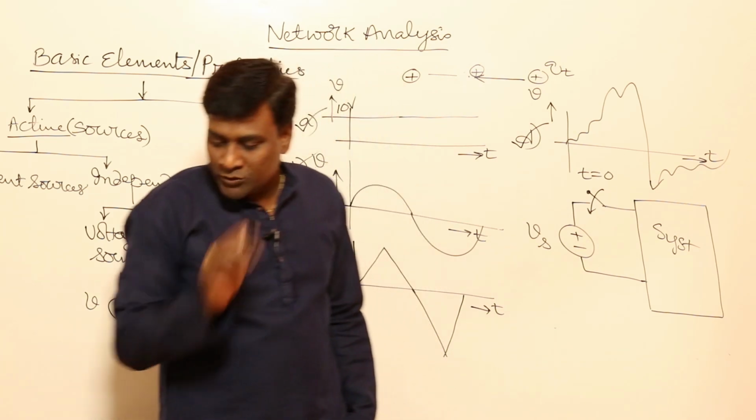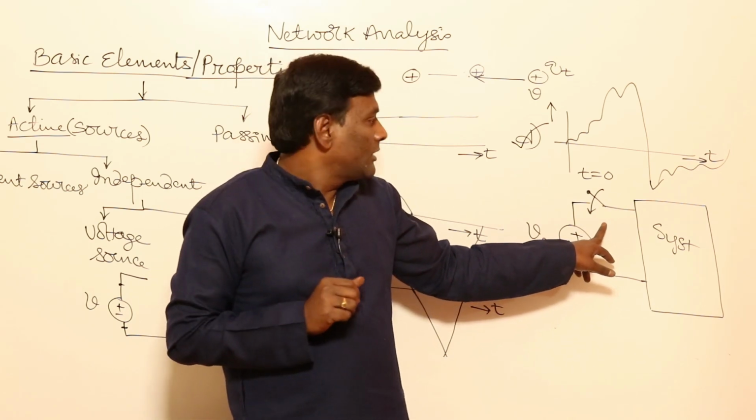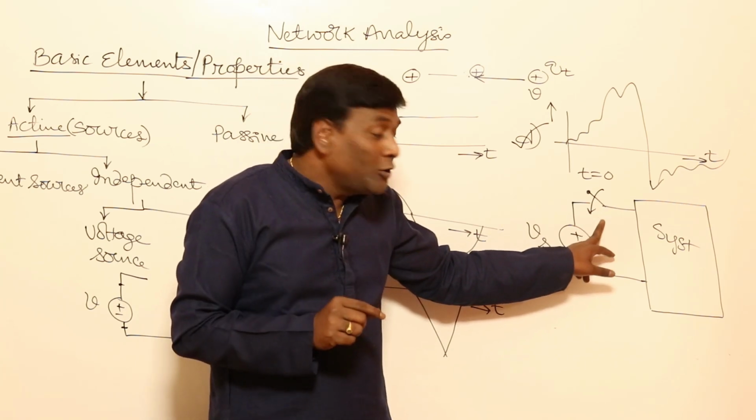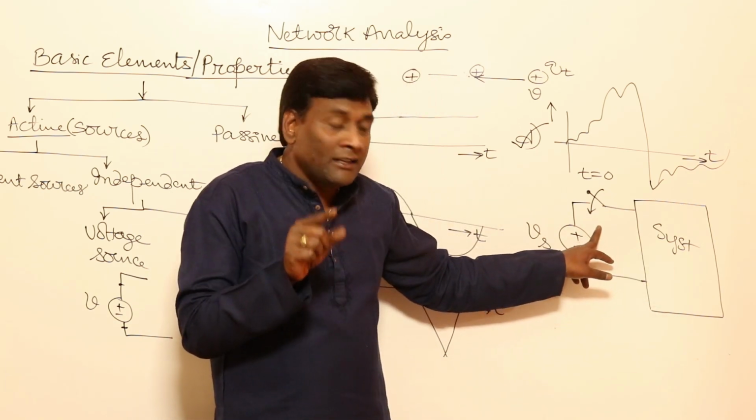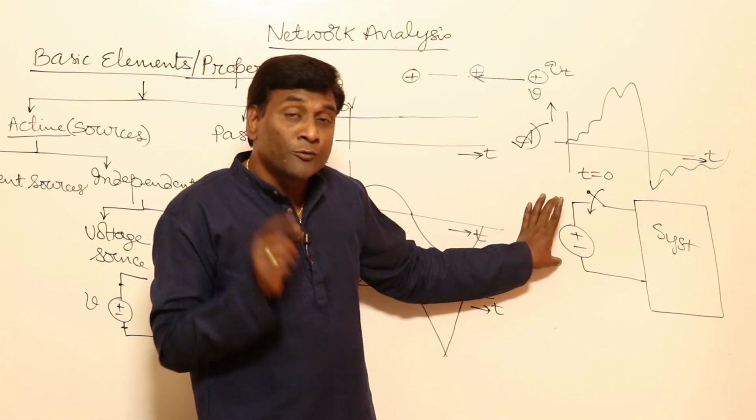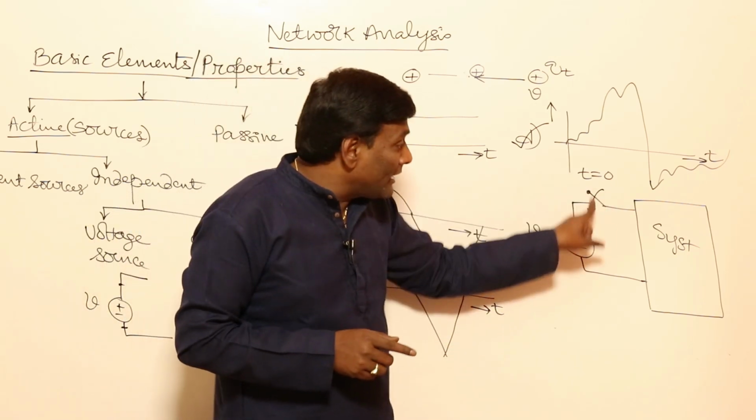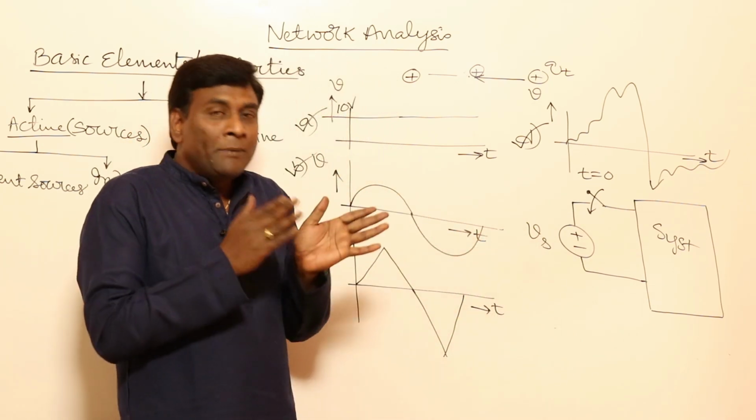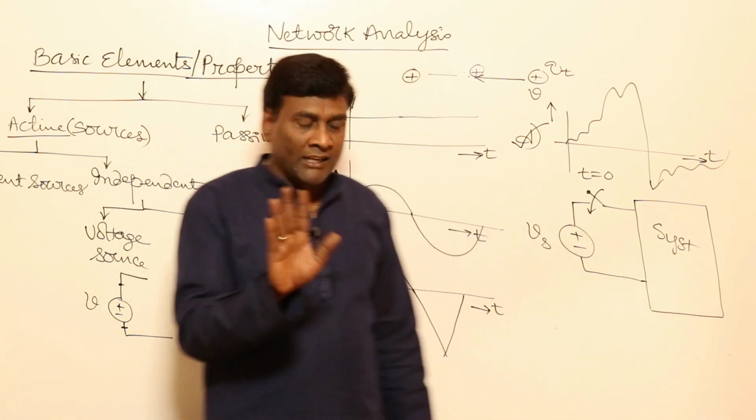Now let us see the source definition. For example, I am going to close the switch at t equal to 0. So at t less than 0, in the sense prior to connecting the source to the network or system, you have to make a note of it: all the instantaneous voltages across the source should be known, and after connecting the source to the network, it has to maintain pre-specified voltages independent of the loading condition. That is the source. I will tell you, just wait.